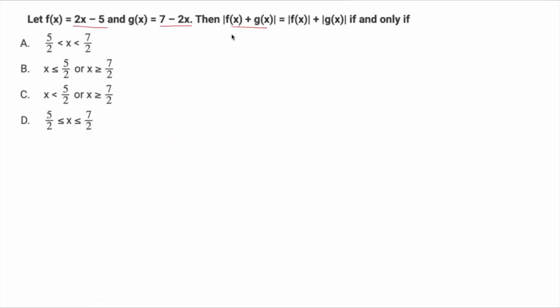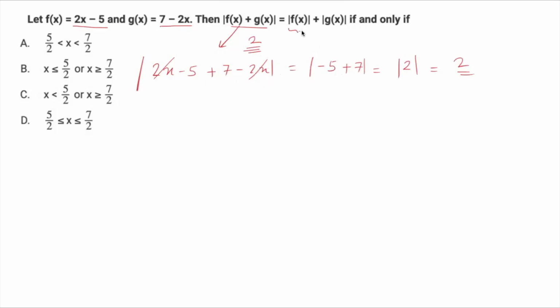Let's observe the left hand side first. The left hand side is mod of f of x plus g of x. F of x is 2x minus 5 and plus g of x is 7 minus 2x. So left hand side is basically mod of 2x minus 5 plus 7 minus 2x. From this, 2x will get cancelled out and we simply have mod of minus 5 plus 7, and that is mod of 2. And mod of 2 is nothing but 2 only, right? So the left hand side of this equation is fixed.